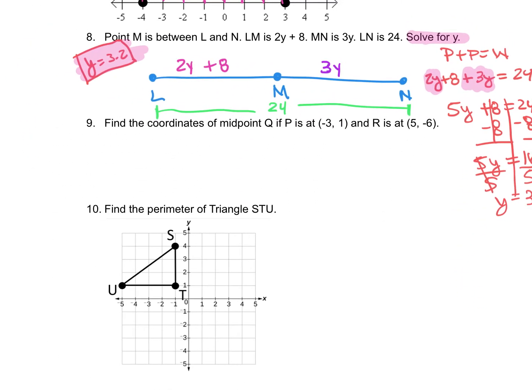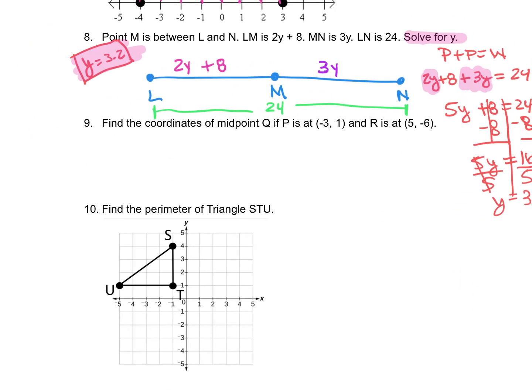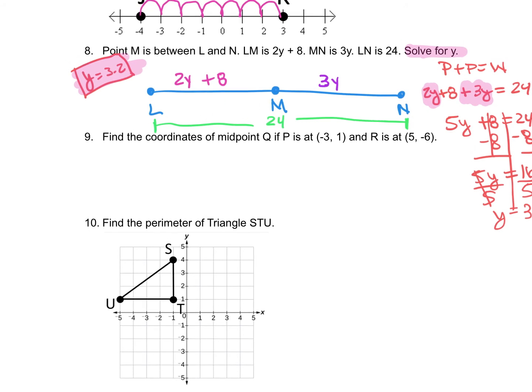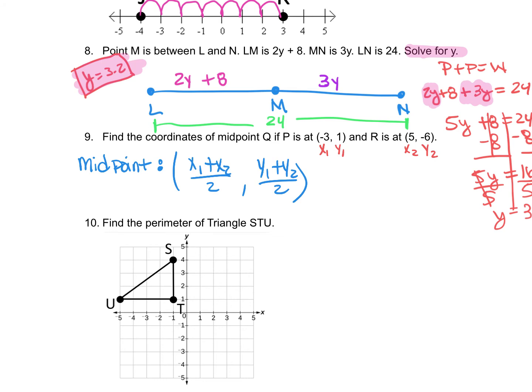Question 9 says, find the coordinates of the midpoint of Q if P is at -3, 1, and R is at 5, -6. And so what you can do here, y'all, is you need to remember your midpoint formula. And so midpoint, y'all, is going to be x1 plus x2 divided by 2, comma, y1 plus y2 divided by 2. All right. And so now we have to label. We got x1, y1, x2, y2, and then I just plug into this formula, y'all.